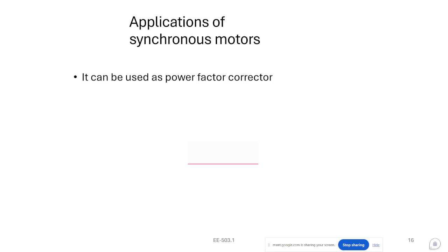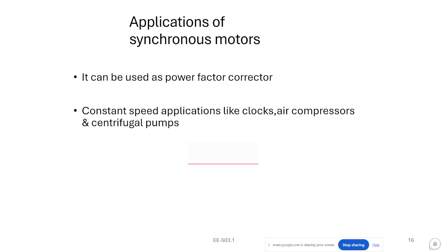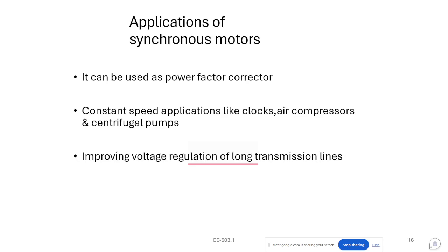So let's talk about the applications. Applications of the synchronous motor: it can be used for power factor correction and constant speed applications like clocks, air compressors, and centrifugal pumps. Those are the small applications we can consider. Also improving the voltage regulation of long transmission lines, and frequency changers. Most of these are power electronics based applications and in the power sector.